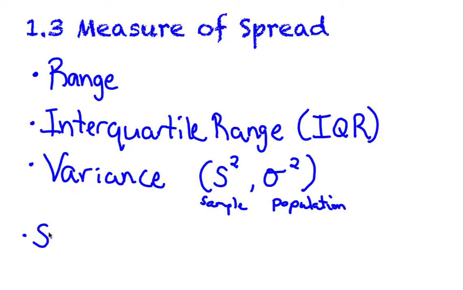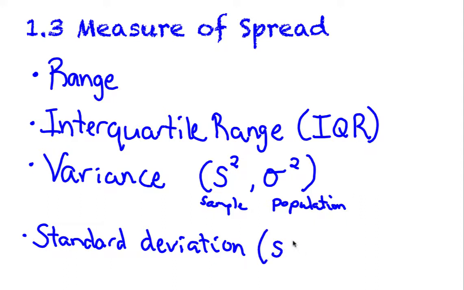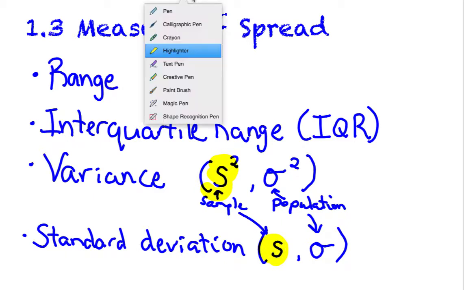And the last measure of spread that we need to know about is called standard deviation. It's abbreviated as S or sigma. S stands for the sample. Sigma, of course, is associated with data from the entire population. So we're going to be dealing with S and S squared in this video.